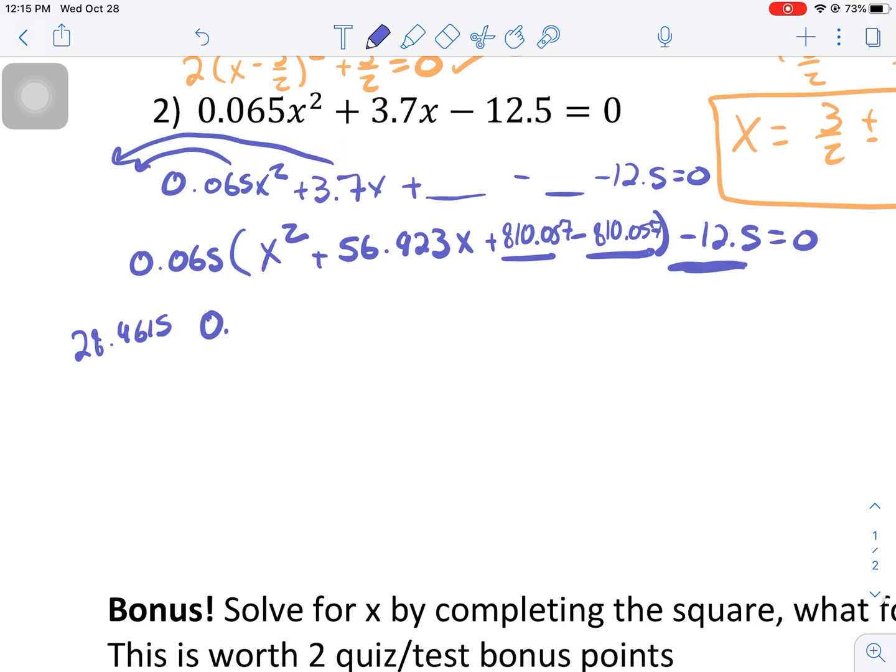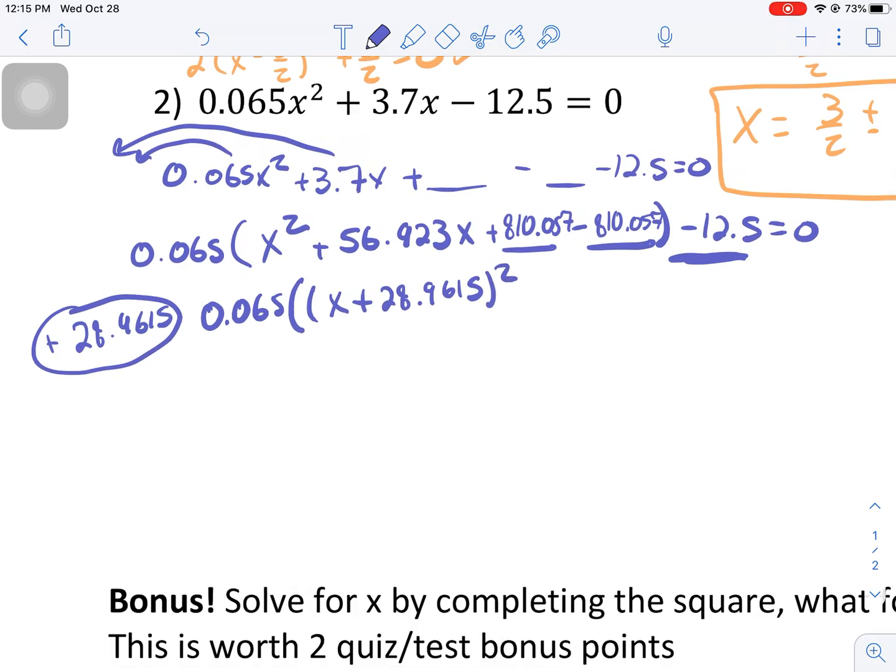And now we need to factor this. So we have 0.065. Our factor is x, and then it's positive, so x plus 28.4615, and that's squared. And that gets rid of all of this section right here. And then we're also going to have negative 810.057, close the parenthesis, minus 12.5 is equal to 0.